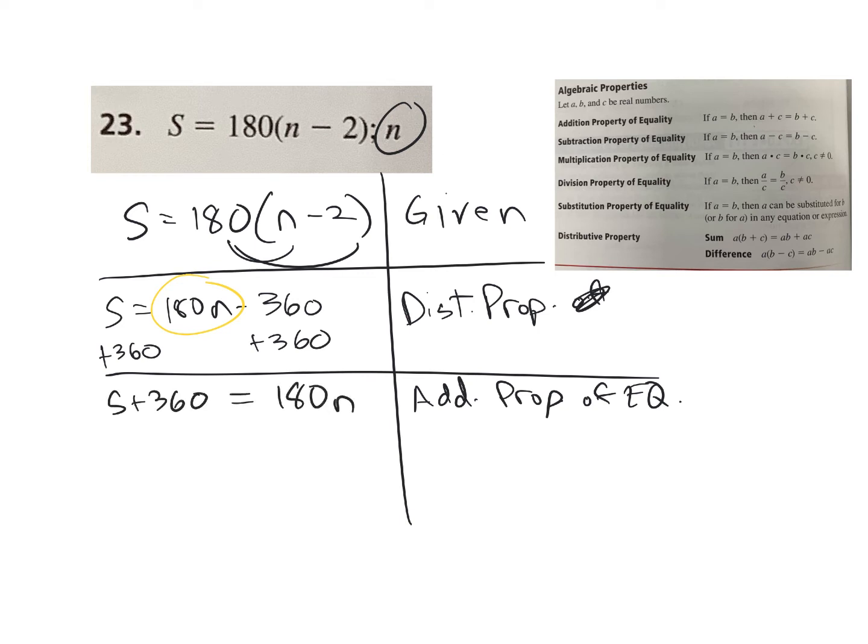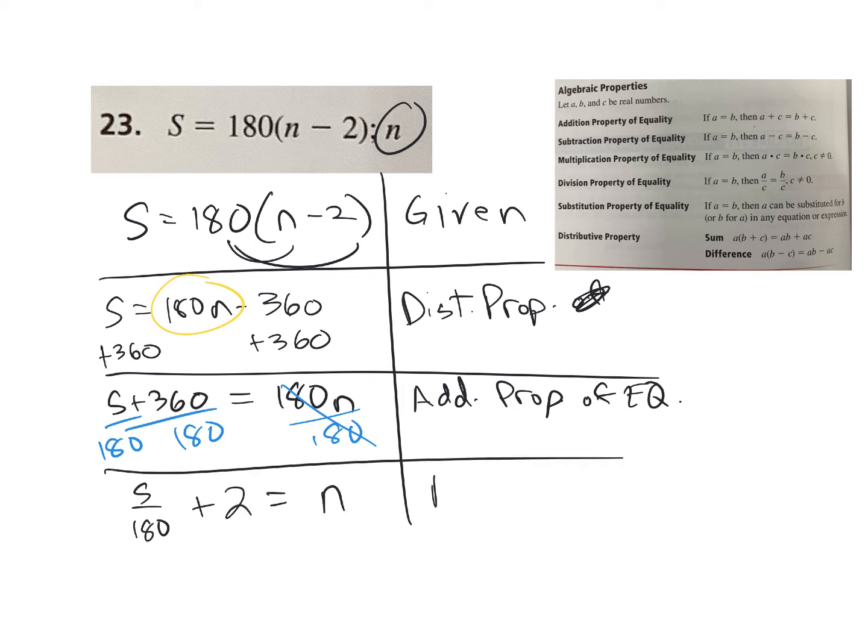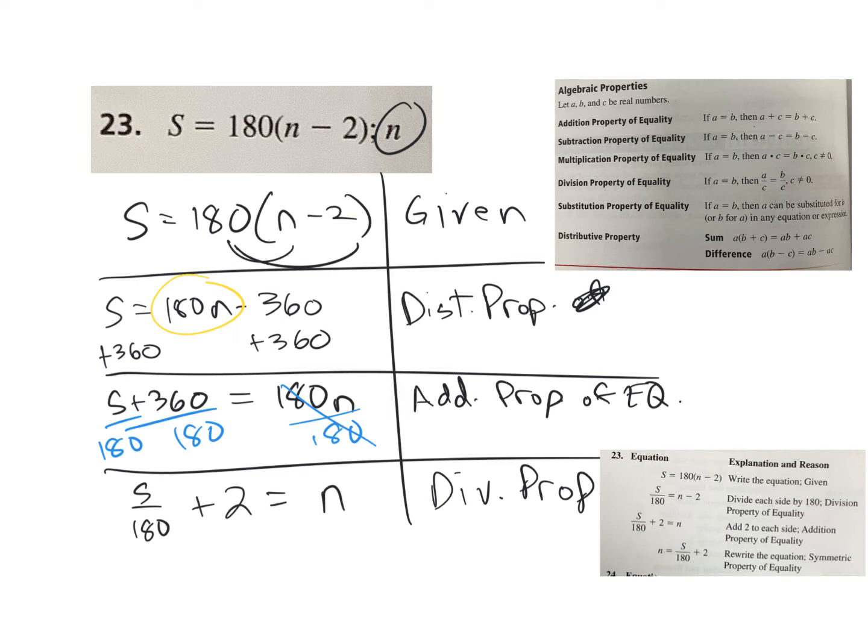Now to get n by itself, we're going to divide every term by the 180. So let's just go ahead and rewrite this under each term. So we get S over 180 plus 360 over 180, which is 2, and that equals n. That was the division property again. Okay? And again, you see that the n is on the left, so just to switch it, you have to say the symmetric property. Let's go ahead and move on to 25.